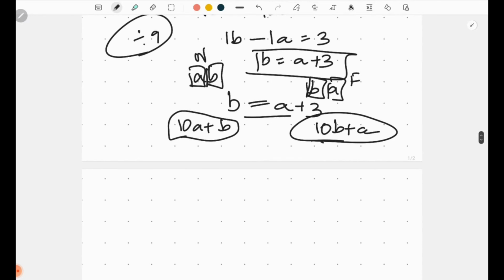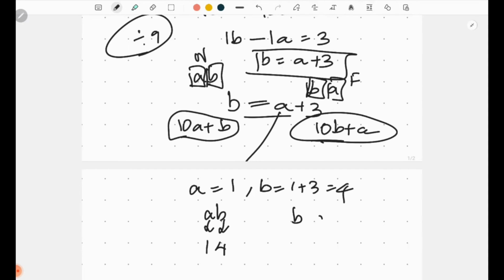Let's just check, what about A equal to 1? When A is equal to 1, what happens? B is 1 plus 3, which is 4. That means A, B is nothing but 1, 4, B, A. The digits, I'm talking about the digits, is 4, 1. Which is true, right? Which is what we were given.